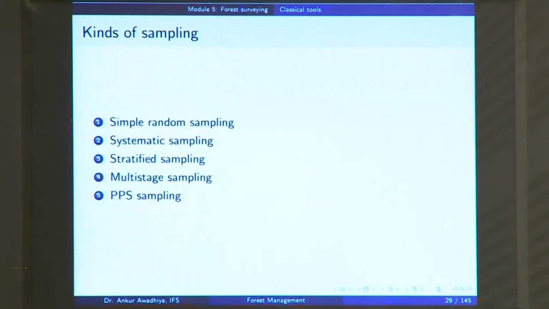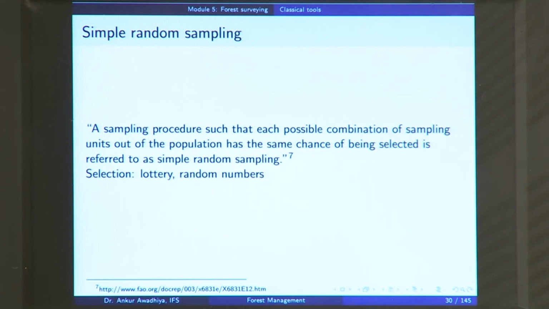Now, when we are selecting the sample from the frame, we do it with a certain procedure, and looking at the procedures we can have different kinds of sampling. We can have simple random sampling, systematic sampling, stratified sampling, multi-stage sampling, or a probability proportional to size sampling. So, what are these? In the case of a simple random sampling, the sampling procedure is such that each possible combination of sampling units out of the population has the same chance of being selected, and then it is referred to as the simple random sampling, such as lottery or random numbers.